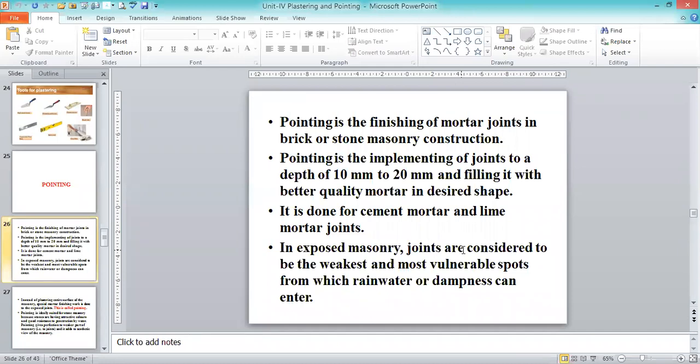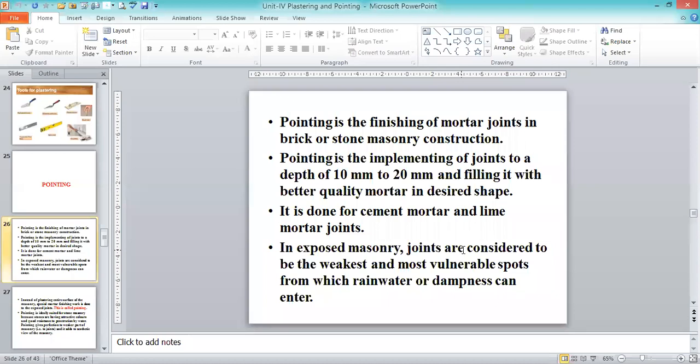We cannot go for a 1 meter or 2 meter length directly as masonry work, either stone masonry or brick masonry. That much length of brick or stone is not available. Almost all the standard sizes of bricks and stones are available. After one length of brick, you have to go for another length of brick, and in between we provide the joint. That joint, which we fill with mortar, is called pointing.